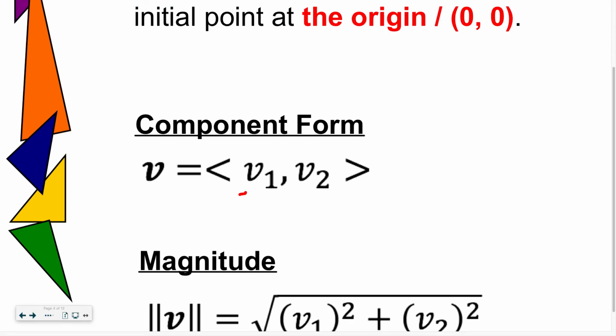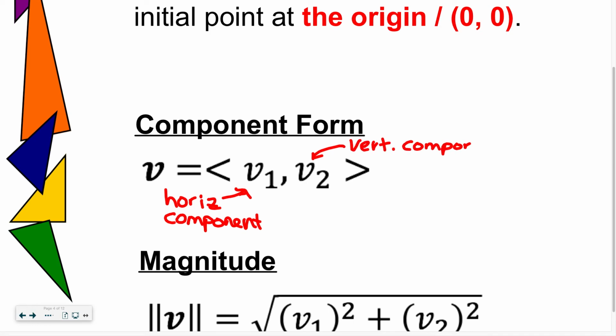The first component, v sub 1, is your horizontal component. And v sub 2 is your vertical component. Now, if you're coming from some physics background with vectors, you might be thinking about the word force. A vector as a force, and we're going to get there in 6-4. So that also represents the horizontal component of force and the vertical component of force. We'll get there eventually, but right now we'll just say horizontal and vertical.